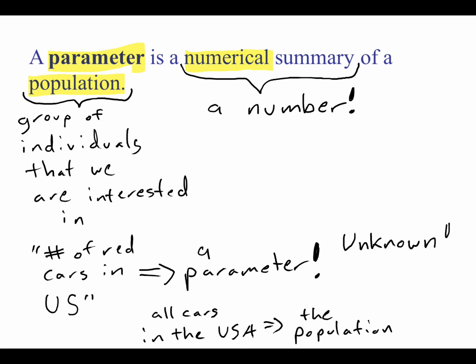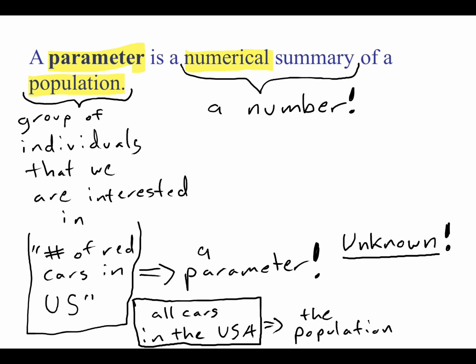And what's a little bit humbling is that it will probably always be unknown. How would you find the number of red cars in the United States? You would have to count every single car that is red in the United States. Well, the population here is a lot of cars, and counting those cars is going to be really, really difficult. So this number, the number of red cars in the United States, is typically not going to be known. So a lot of times this is going to happen with parameters.